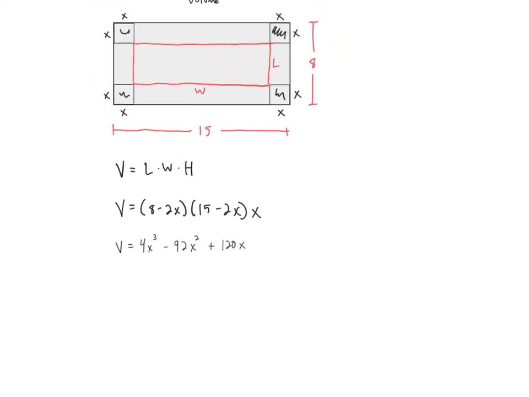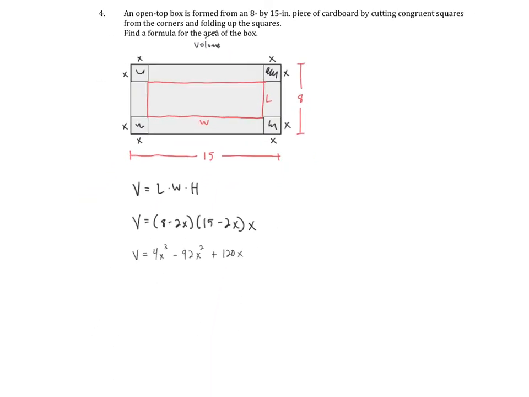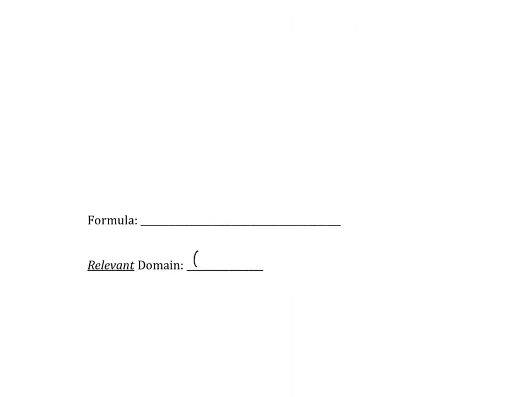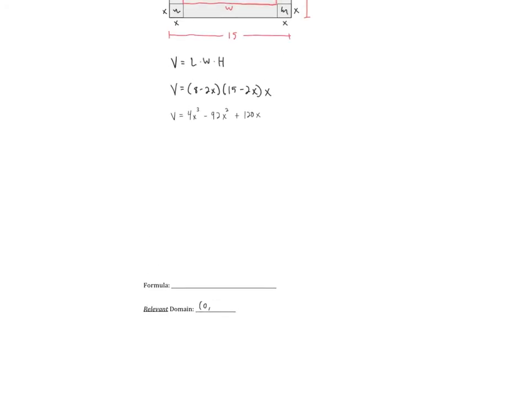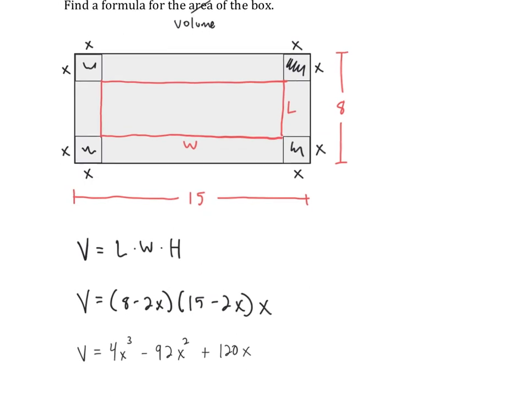Okay, and then let's look at the relevant domain. Definitely x can't be 0, or else we wouldn't create a box. So the smallest this could be is 0. It can't be negative because the lengths can't be negative. And then notice that the cut can't be 4, because then you'd have this cut here and there wouldn't be a flap here. It has to be a little less than 4 to create even a little flap here. I don't know if you can imagine that.